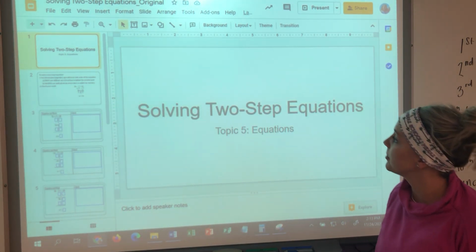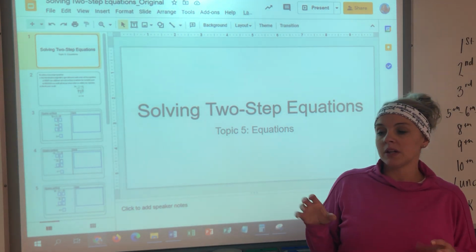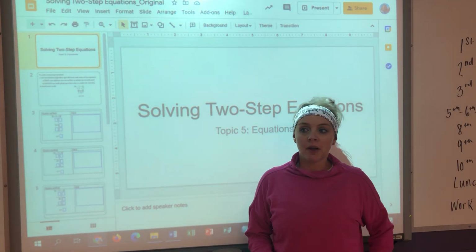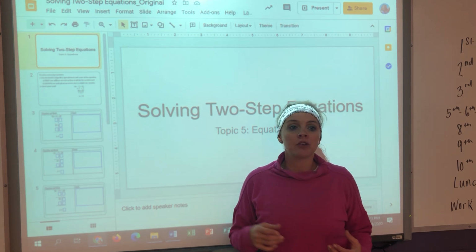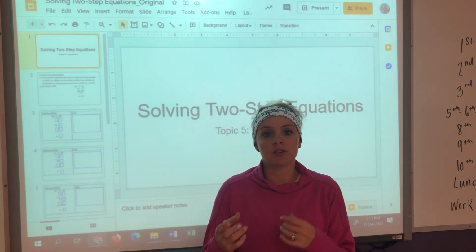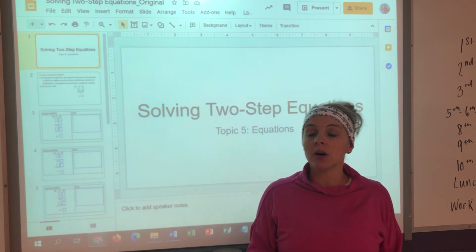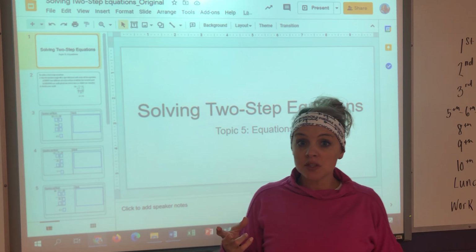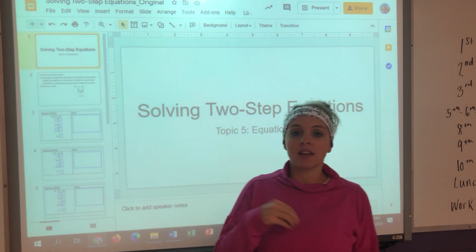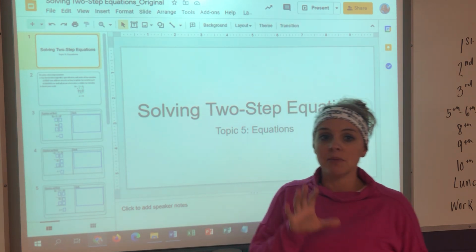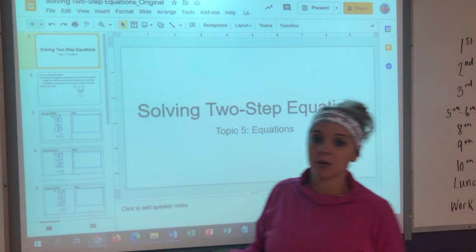So today we're going to talk about solving two-step equations. Our focus has been on expressions, and then for the past 2 weeks, one-step equations. When we did one-step equations, we did one inverse operation to undo what was happening to the variable. Because we're now working with two-step equations, we're going to do two separate operations to get that variable by itself. Again, that's the most important part of solving equations, is to get that variable by itself.